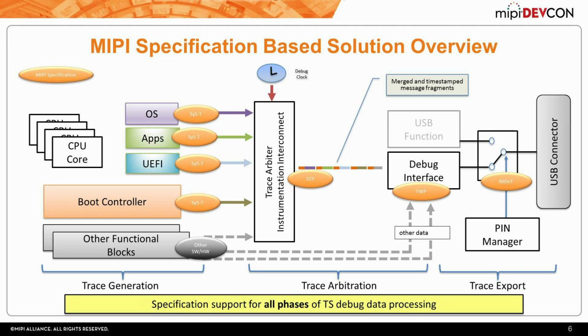Then we have this trace message stream now merged together into a single data protocol, and we're transferring that towards the export of the device to another building block called the debug interface that deals with outputting or exporting the debug data from the device. And here we see another data path that I call here other functional block and other data. So we have here a second level data merge.